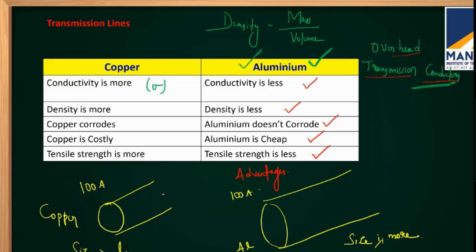Bigger size conductors reduce the inductance, and they also help in reducing the corona effect. We'll discuss all those a little later. So having less conductivity will increase the size of the conductor for the same current carrying capacity, which also has its own advantages in overhead transmission. Okay. Any doubts here so far? Can I move forward?